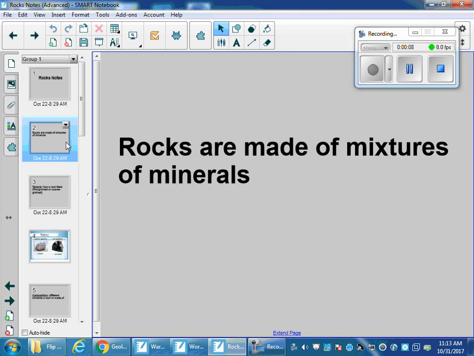So rocks are mixtures, and they are made of different minerals. So rocks are mixtures of minerals. We're going to now talk about some different words we're going to be using to describe rocks, and we're going to use them mostly when we're talking about and describing igneous rocks. And igneous rocks are rocks that are formed from magma or from lava. So when we talk about those type of rocks, there's two different things that we're going to be discussing.